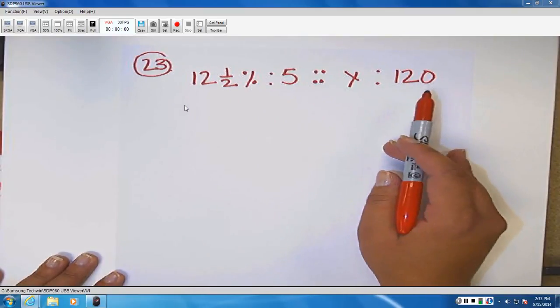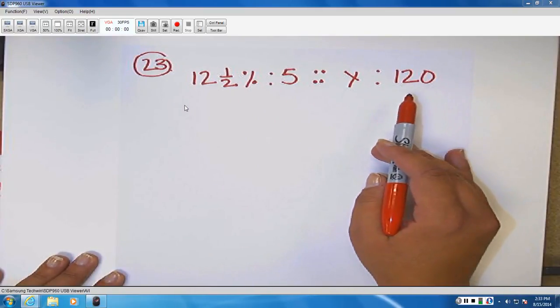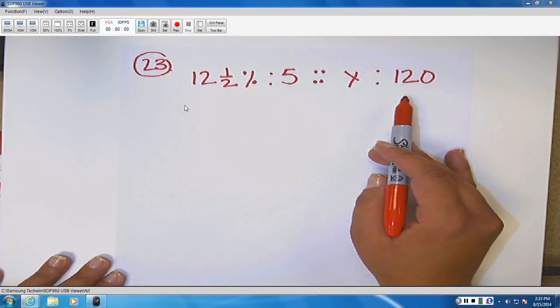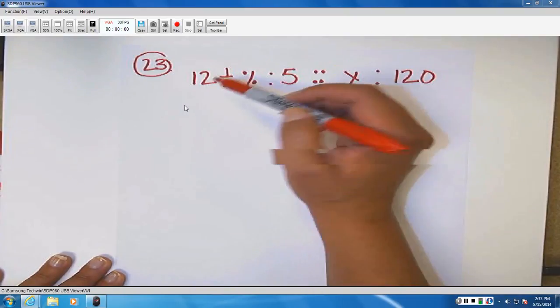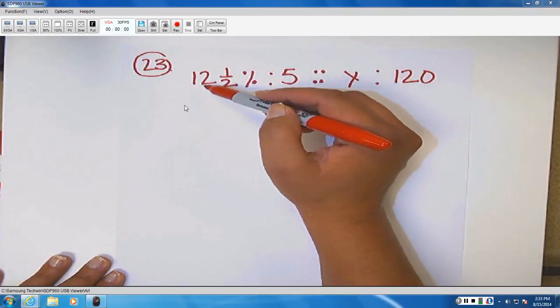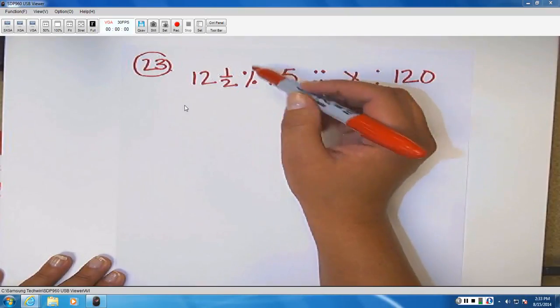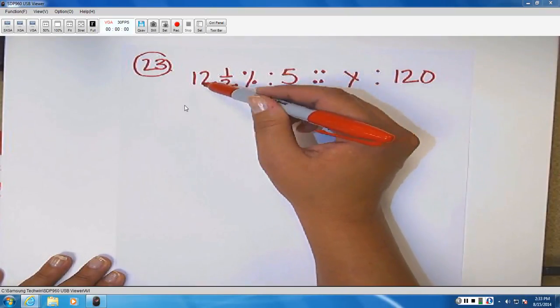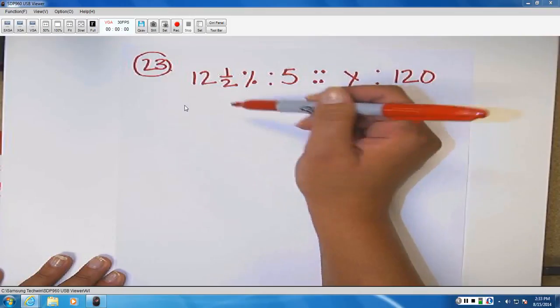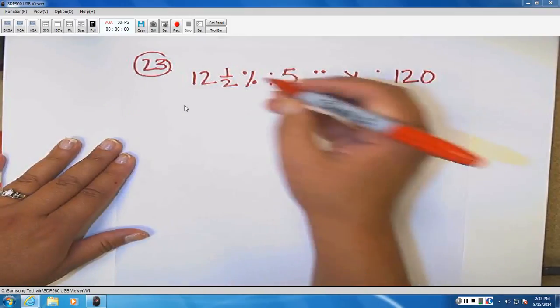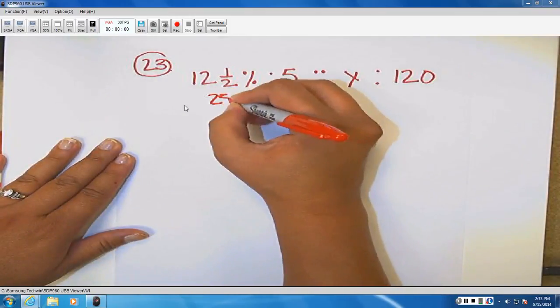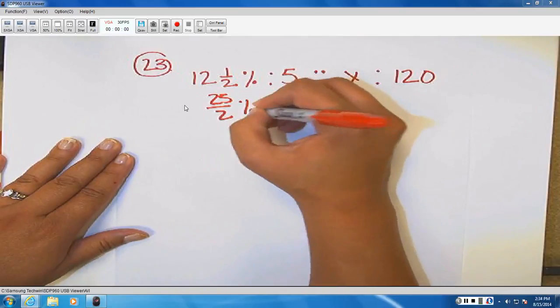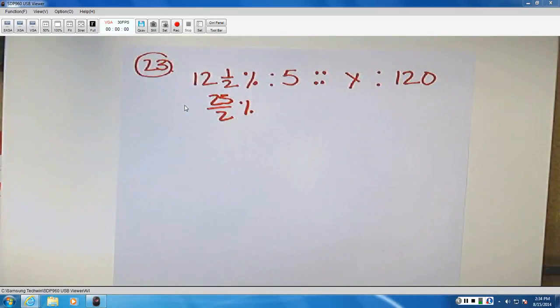So the first thing that I want to do is get rid of my mixed number, and then I'll get rid of my percentage. I'm going to take my denominator, multiply it by my whole number, and add my numerator. So 2 times 12 is 24, plus 1 is 25. So that ends up being 25/2%. And now I want to get rid of that percentage sign.